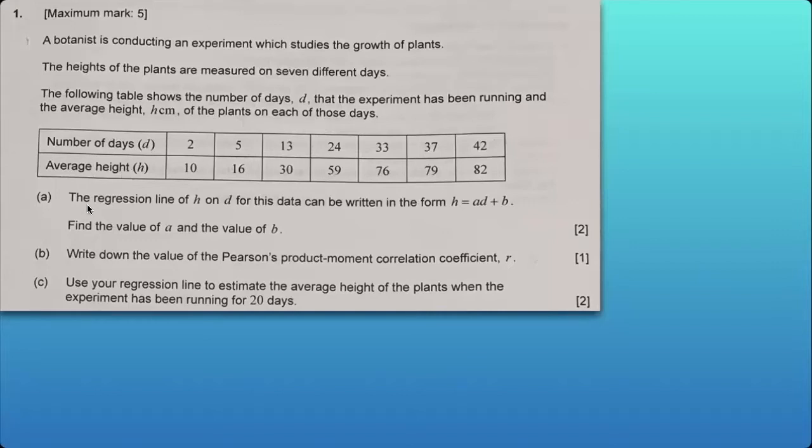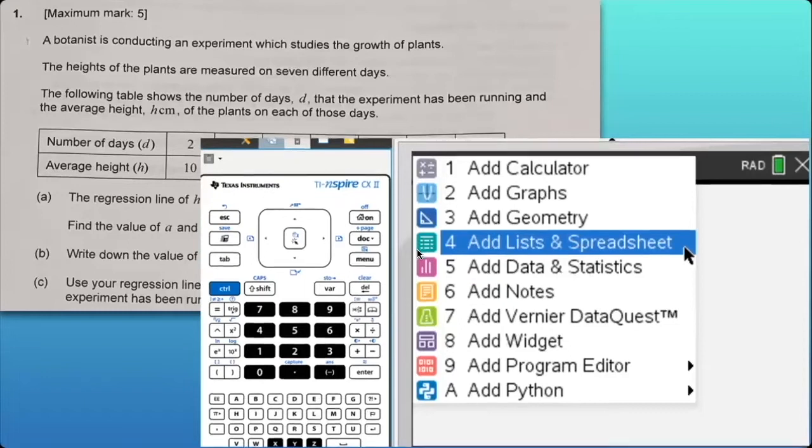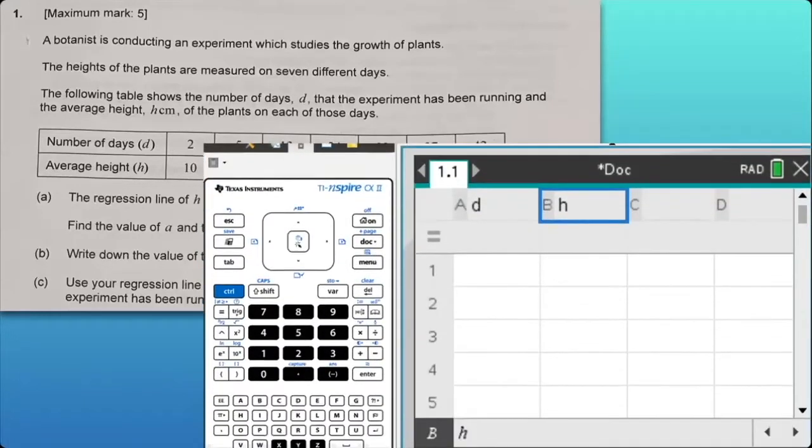Question A. The regression line of H on D for this data can be written in the form H is equal to AD plus B. Find A and B. So this is the same as Y is equal to MX plus C, H being the Y, D being X, because it is attached to A. So take out the calculator and choose Lists and Spreadsheet. Look for that icon, and then you will be taken to this.